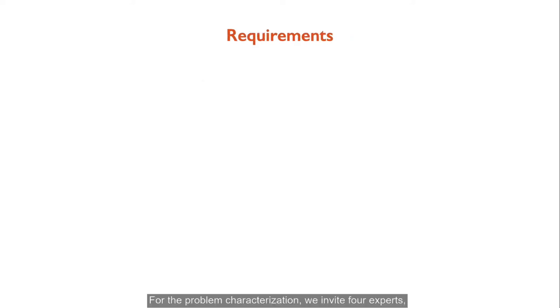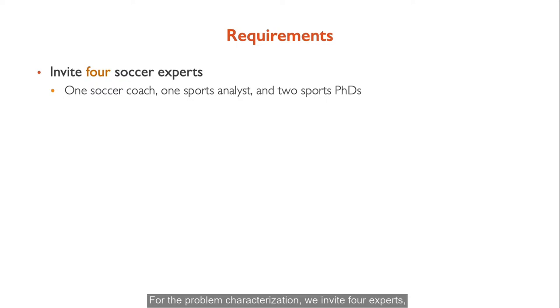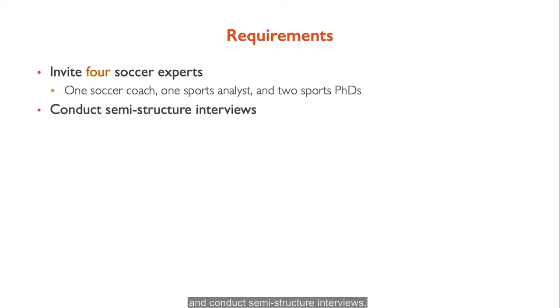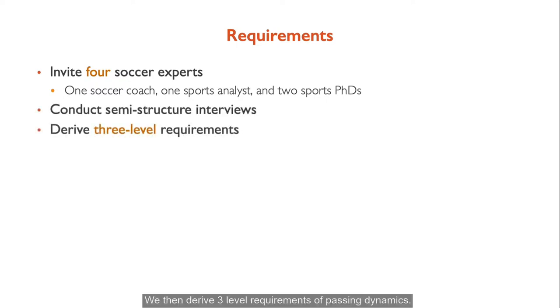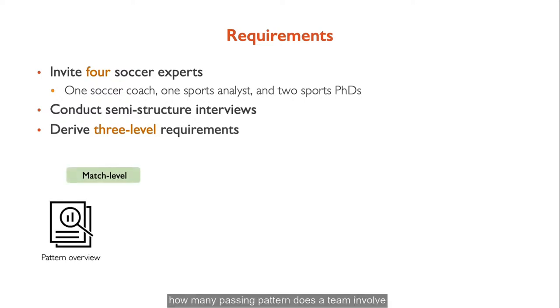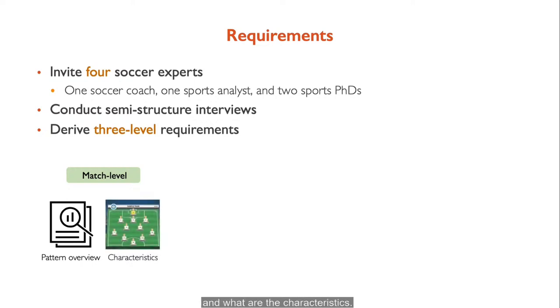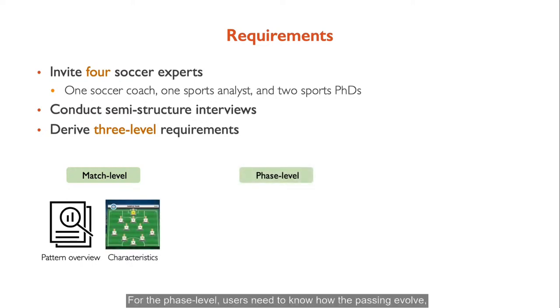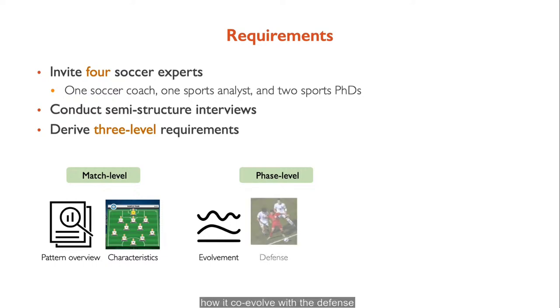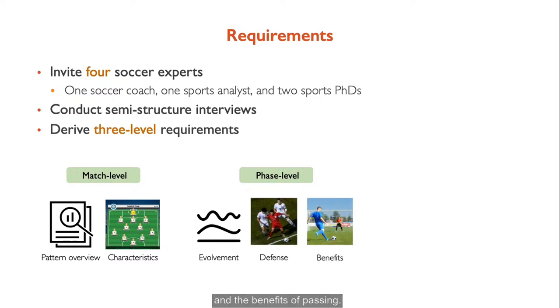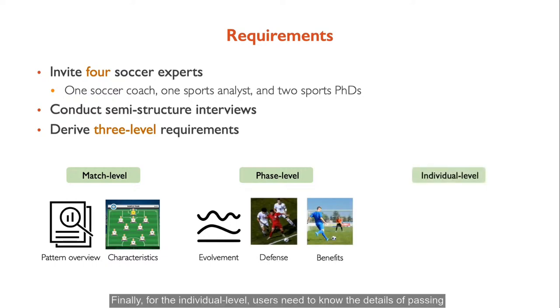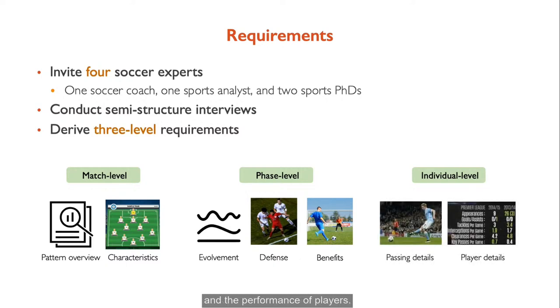For the problem categorization, we invite four experts and conduct semi-structured interviews. We then derive three-level requirements for passing dynamics. For the match level, users need to know how many passing patterns the team involves and what their characteristics are. For the phase level, users need to know how the passing evolves, how it co-evolves with the defense, and the benefits of passing. Finally, for the individual level, users need to know the details of passing and the performance of players.